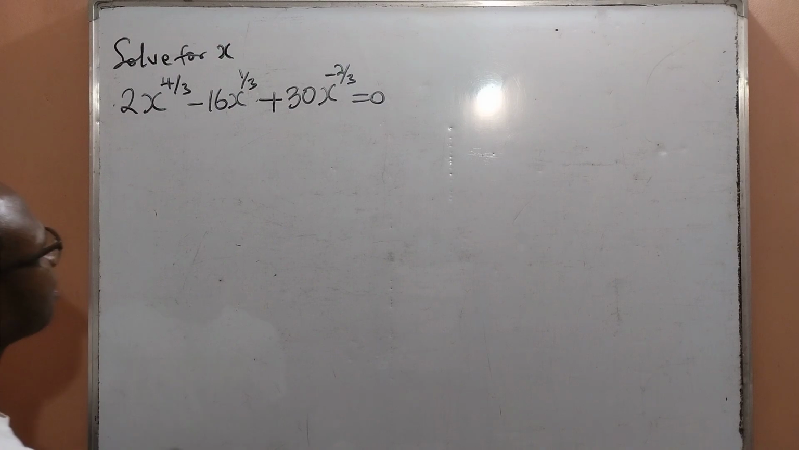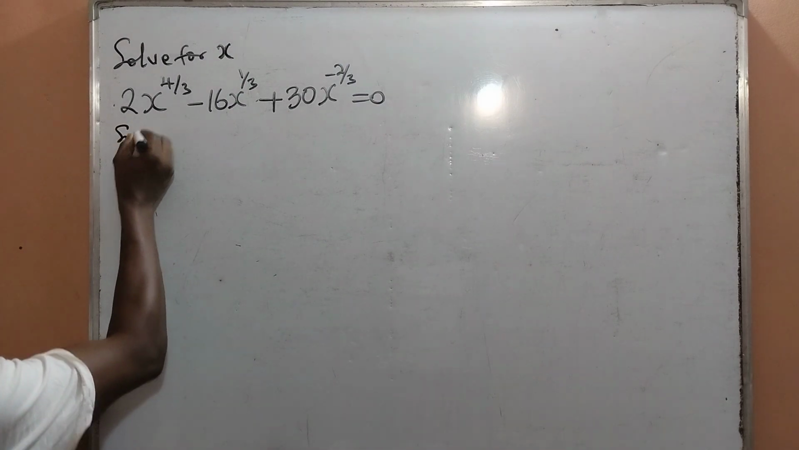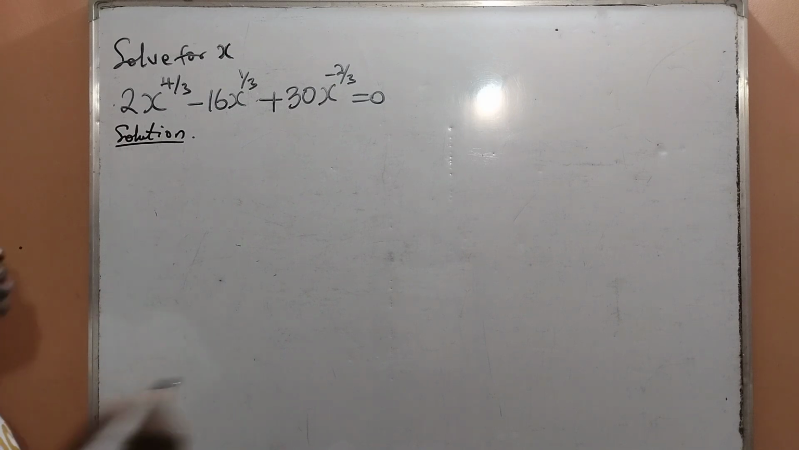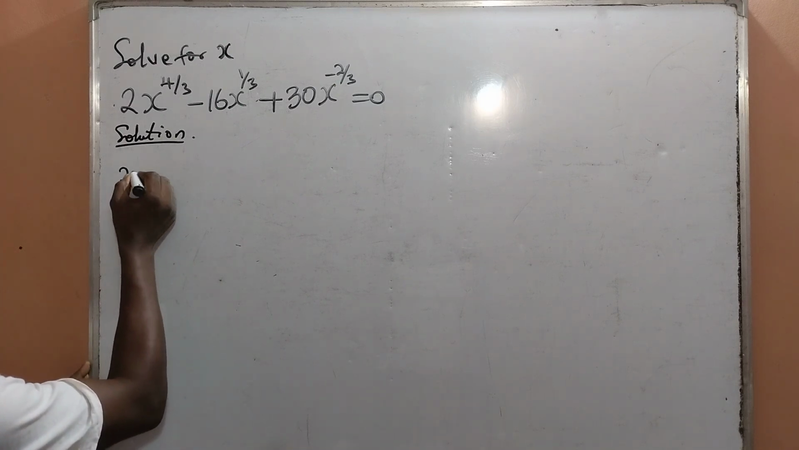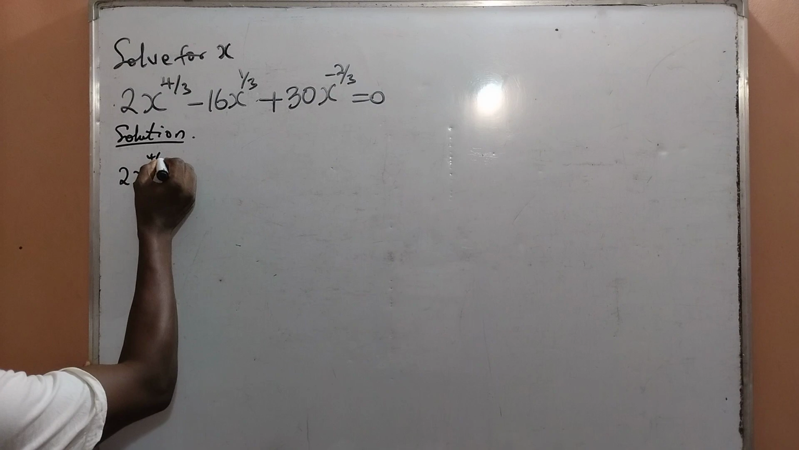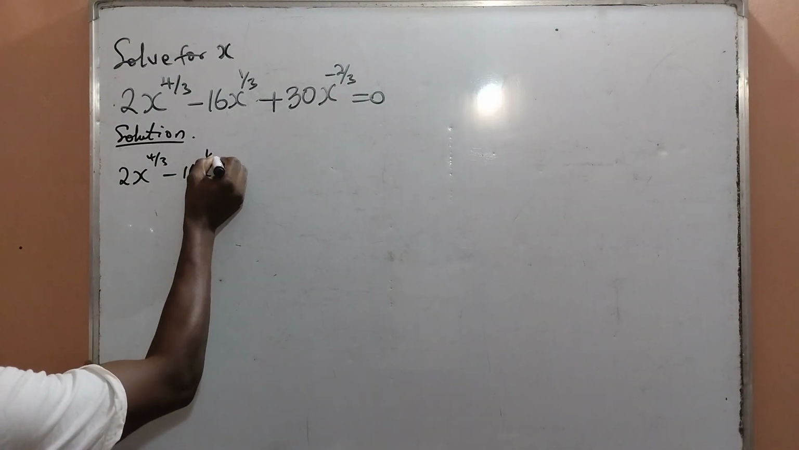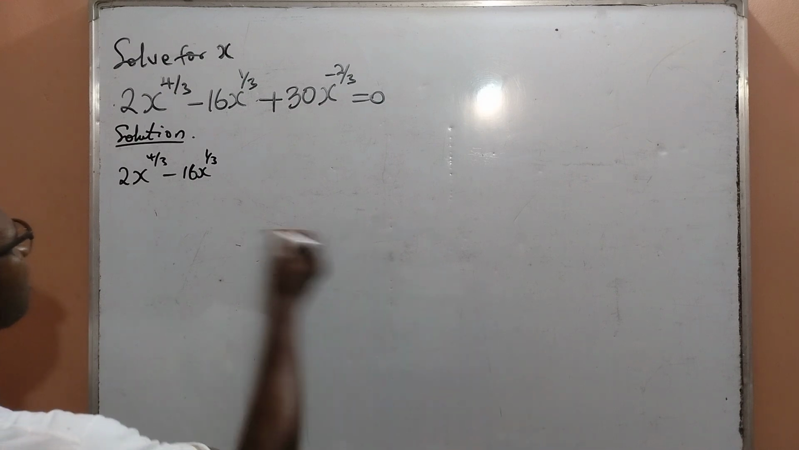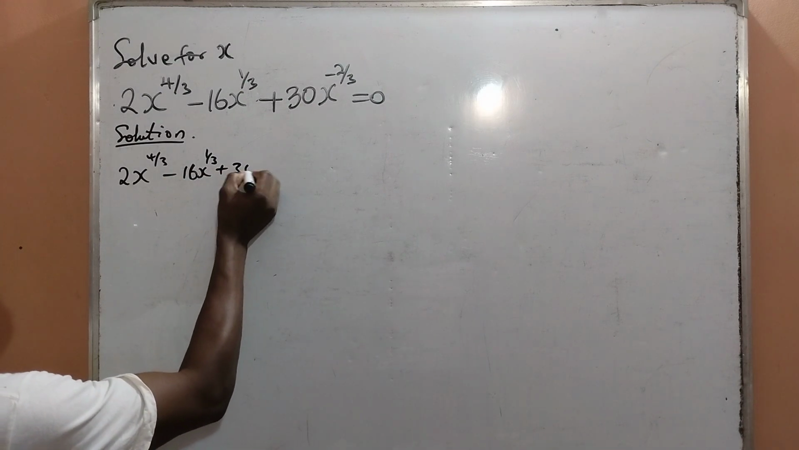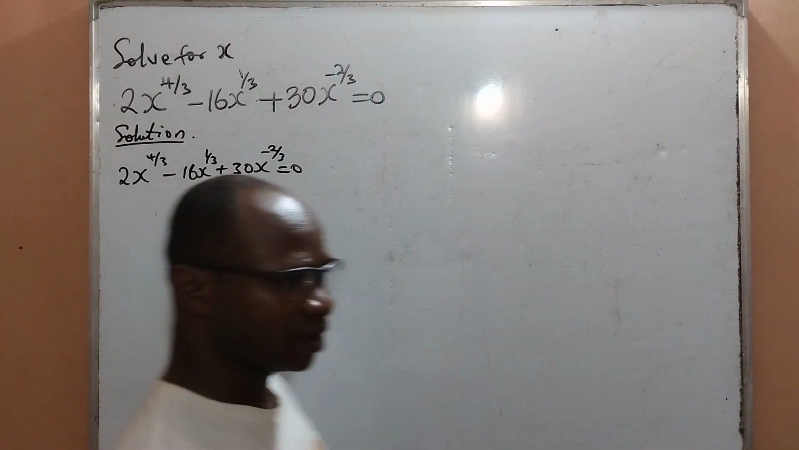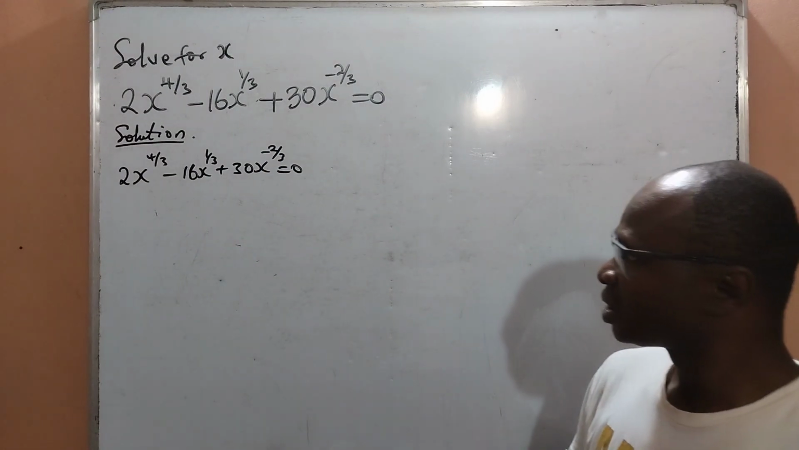Alright, now the solution to the question. What the question has given to us is 2x raised to the power 4 over 3 minus 16x raised to the power 1 over 3. Next is plus 30x raised to the power minus 2 all over 3, everything equal to 0.